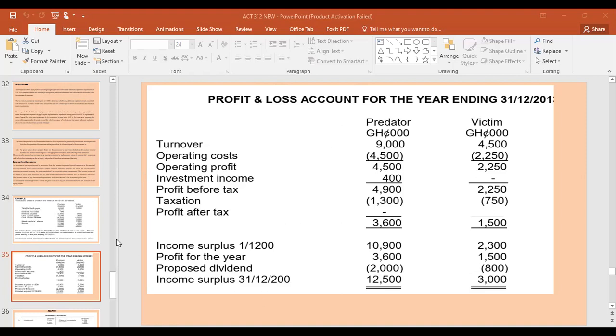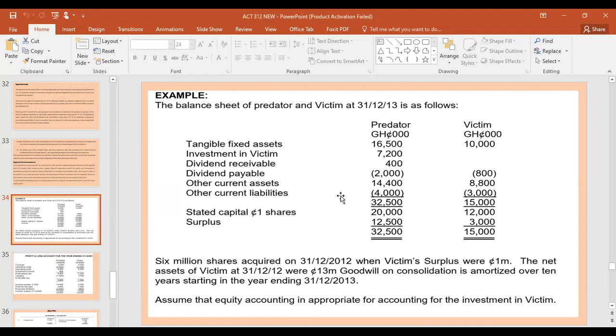So from here, you prepare your consolidated balance sheet. So you write there, consolidated balance sheet as at 31st December 2013. Then right there, tangible fixed assets, 16,500.